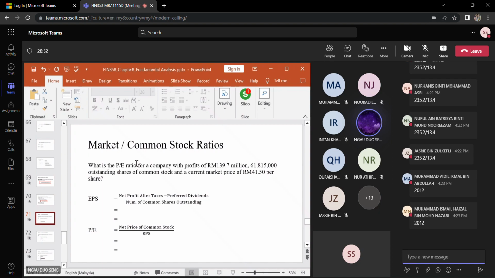So what is the PE ratio for a company with profit of 139.7 million, 61,815,000 outstanding shares of common stock and a current market price of 41 ringgit 50 cents per share? So we want to calculate the PE. First thing we calculate the earning per share. So net profit is here. Alright, preferred dividend is not given, so zero. Number of shares 61. So you calculate the earning per share now.